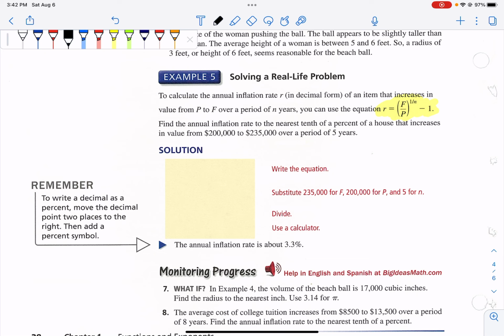So I want to see you say R is equal to, let's see, F goes on top, and it goes from P to F. So F is the new value. So F is going to be the 235,000. Wow. And P is the old value. That's going to be 200,000. And then on top, I have a fraction of 1 over n. And n represents 5, which is the number of years. And then I have this minus 1.